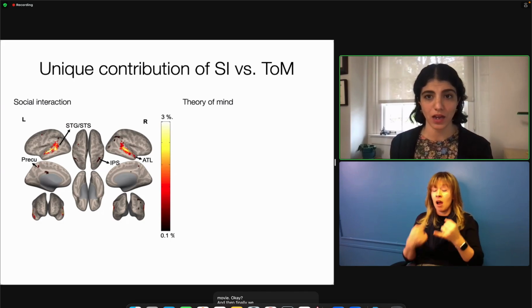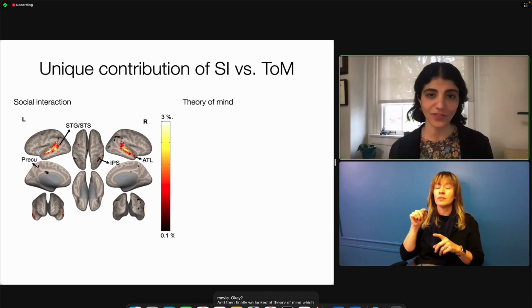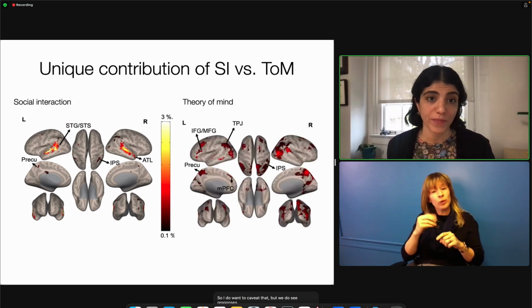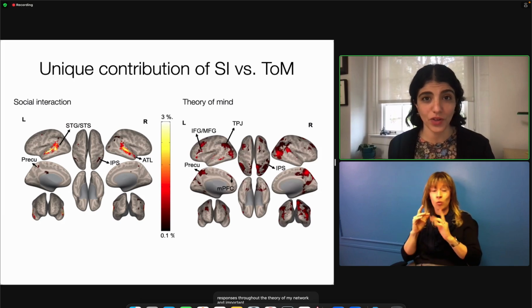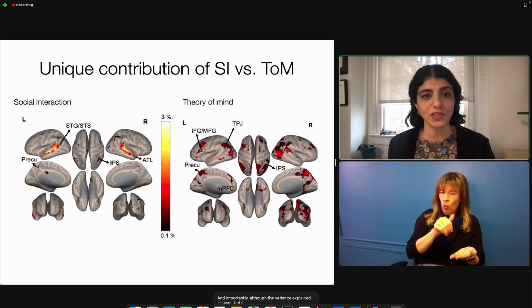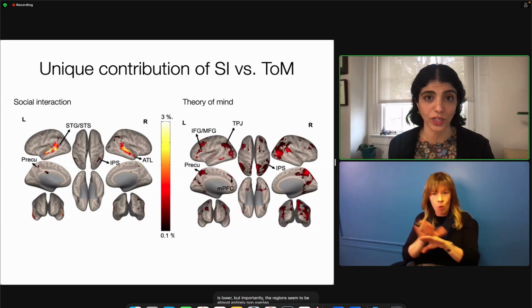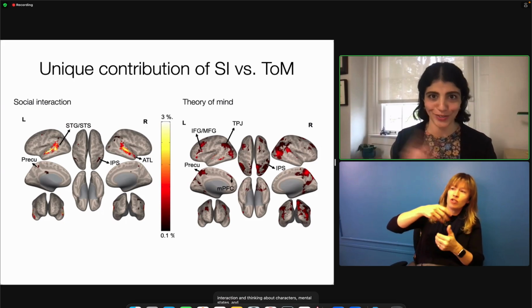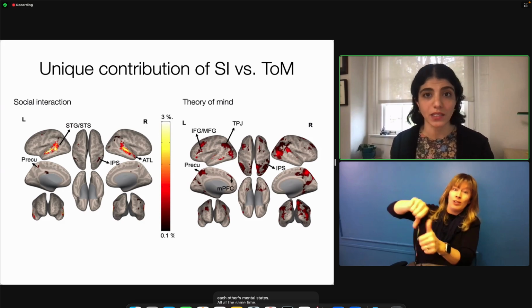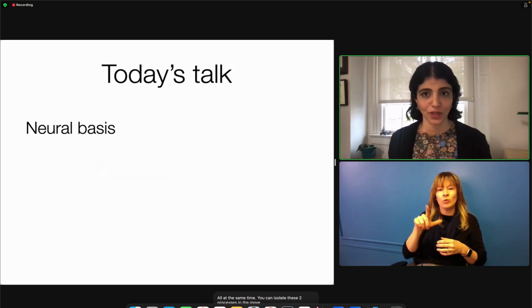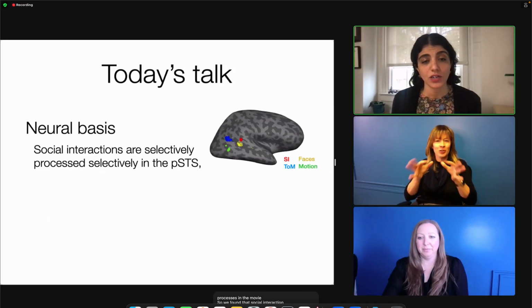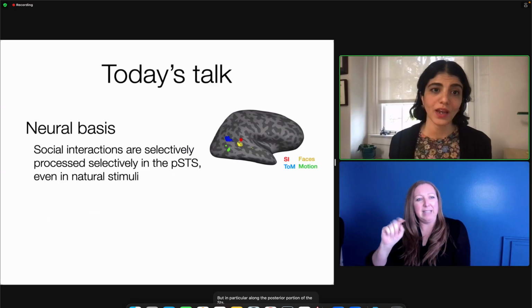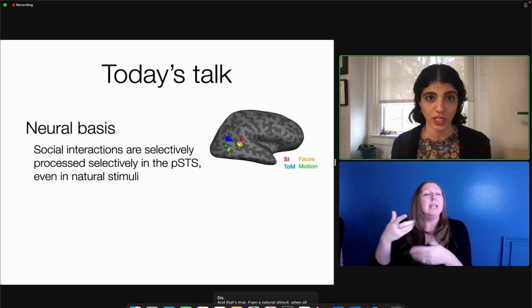Okay, and then finally we looked at theory of mind, which is a difficult feature to label in the movie, so I do want to caveat that. But we do see responses throughout the theory of mind network, and importantly, although the variance explained is lower, the regions seem to be almost entirely non-overlapping with the social interaction regions. So even though you're often watching a social interaction and thinking about characters' mental states, and watching the characters think about each other's mental states all at the same time, you can isolate these two processes in the movie. So we found that social interaction is selectively processed along the STS, in particular along the posterior portion of the STS. And that's true even in natural stimuli when all of this information is co-varying with each other.